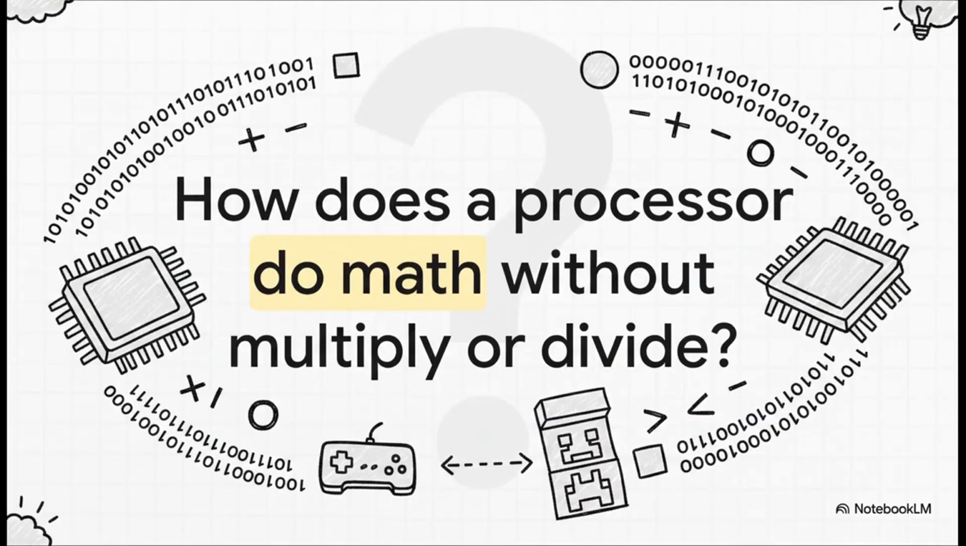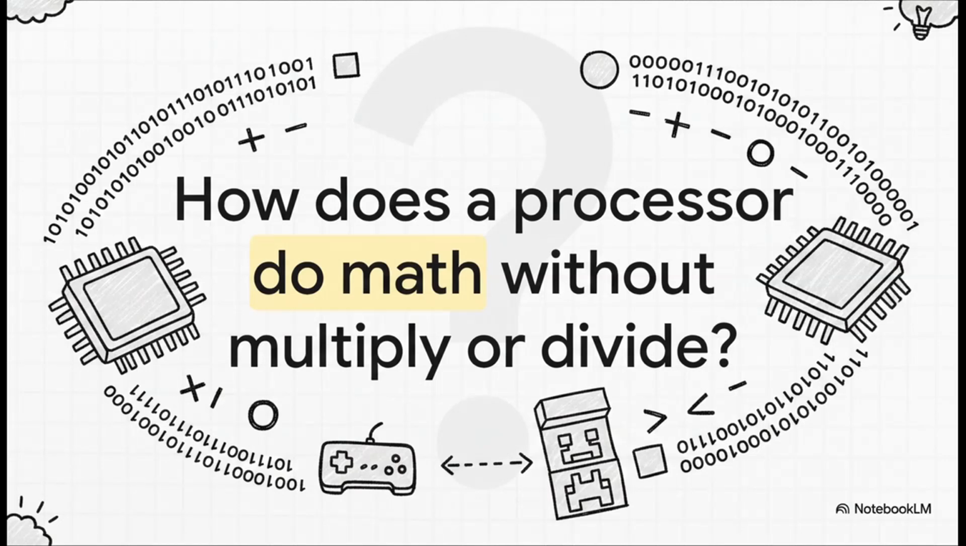But before we really get into it, I want to pose a fundamental mystery to you. It's a puzzle that retro programmers had to solve, well, every single day. If a computer processor physically lacks the circuitry, meaning it fundamentally does not know how to multiply or divide, how on earth does it do math?